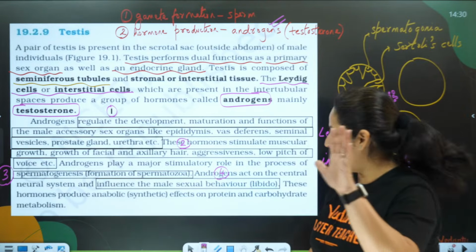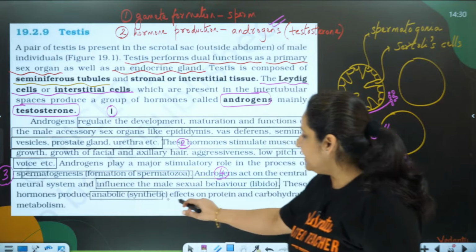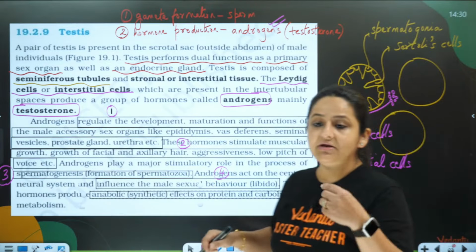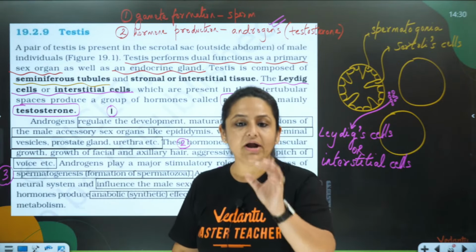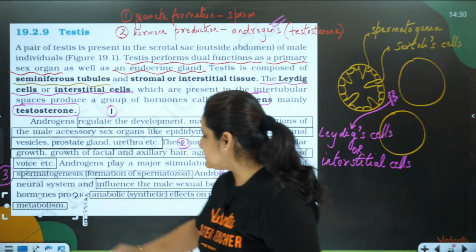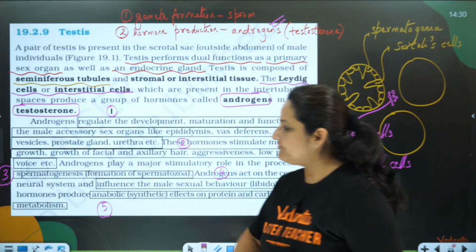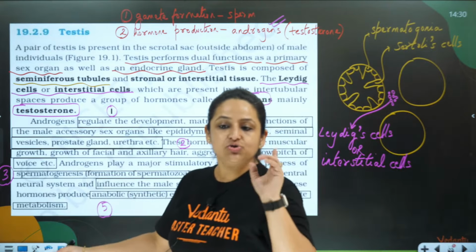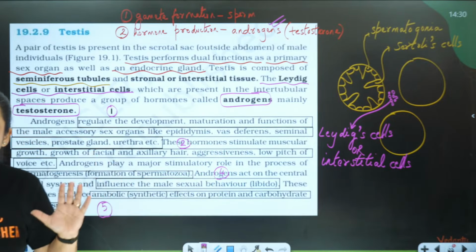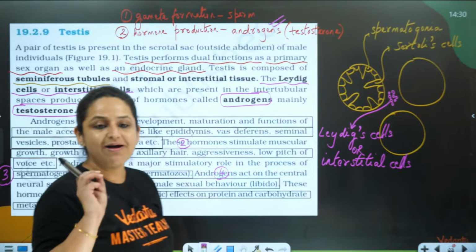Then fifth function: these hormones are anabolic. Anabolic means they are constructive hormones. So they help in the protein metabolism and carbohydrate metabolism of the body. All these metabolic activities are done by these hormones. That is point number 5. So all these 5 functions are controlled by androgens in general. I hope this part is clear.